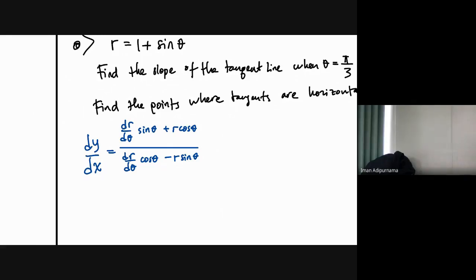Now what we need to do is just substitute d over d theta with the equations. r is 1 plus sine theta, and then we need to differentiate 1 plus sine theta.